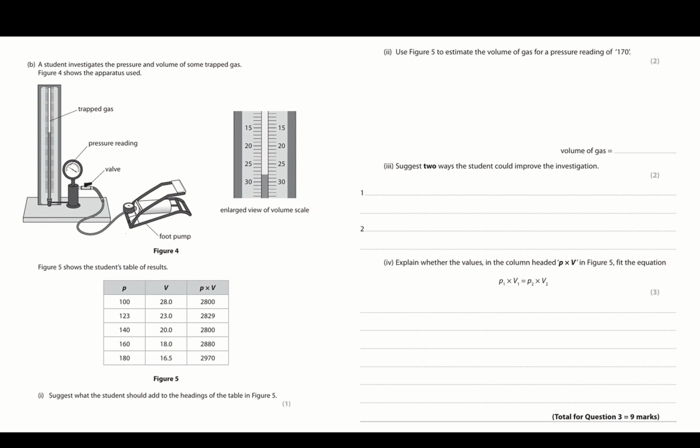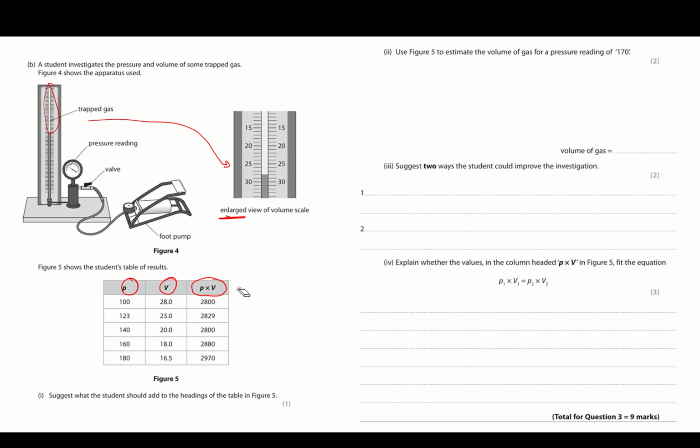A student investigates the pressure and volume of some trapped gas. So we can see they've got trapped gas here in that area there. We've got a pressure reading, and I've got a foot pump as they pump in the air, and that gas gets trapped. And then we can see that the scale, they've enlarged it here, and it says enlarged view. Then we've got a table, which has got the pressures and the volumes, and then it tells you the two multiplied together. So 100, this one here, times 28 equals 2,800. Okay, so we're pretty happy with that.